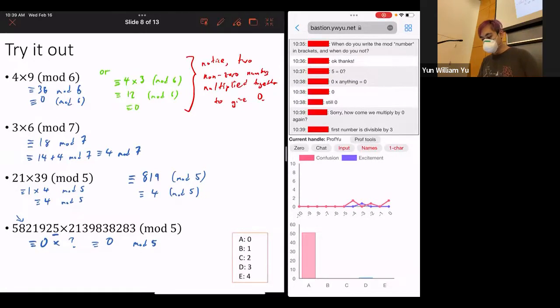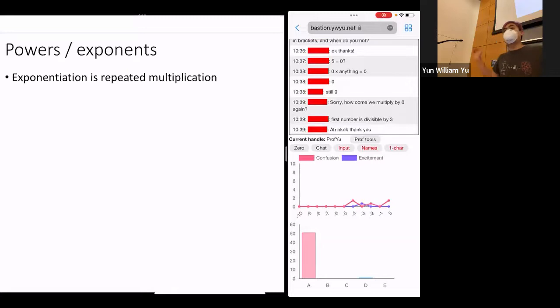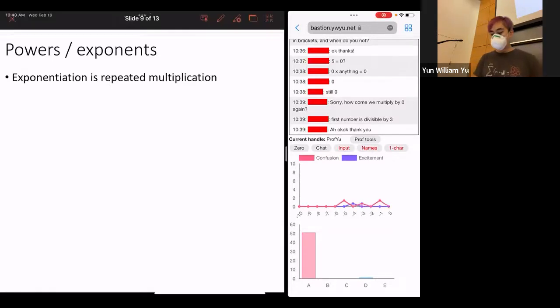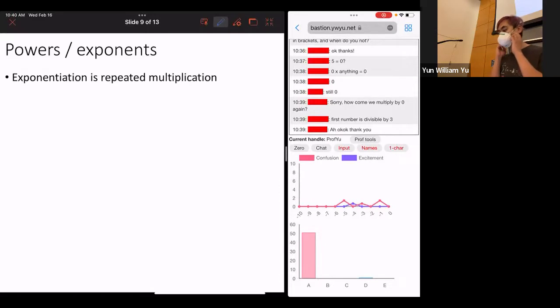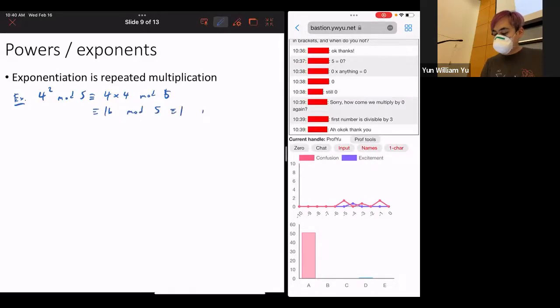Okay, so that's multiplication. And of course, once you have multiplication, what's exponentiation? It's just repeated multiplication, right? And so, now that we have this, we can write down what we think these things are. So let's give an example: 4 squared mod 5. Well, that's easy, right? Because that's just 4 times 4 mod 5, which is equivalent to 16 mod 5, which is equivalent to 1 mod 5.